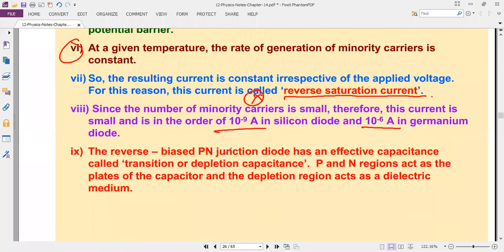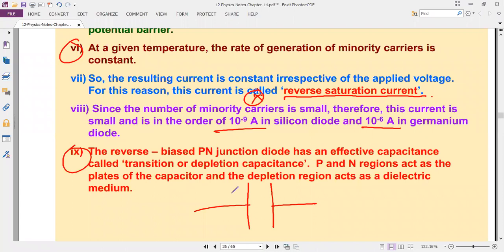The reverse bias PN junction diode has the effective capacitance called transition or depletion capacitance. The PN regions act as the plates of the capacitor and the depletion region acts as a dielectric medium. Last class we studied this in chapter number 2.